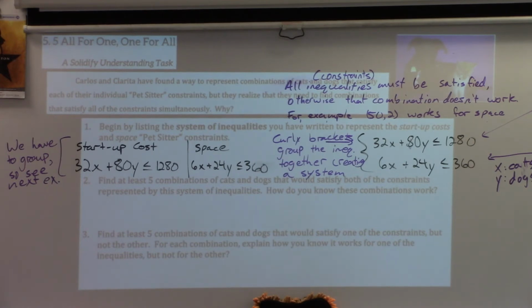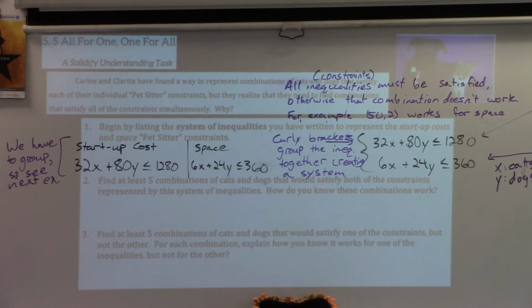So, number 2, find at least 5 combinations of cats and dogs that would satisfy both of the constraints represented by this system of inequalities. How do you know these combinations work? Let's just start there. If you finish with 2, move on to 3, and I'll try to explain it there. But what I want to point out is use your resources. You can look back at 5.2 and find lots of different combinations. Your job is to find 5 combinations that would satisfy both of the constraints at the same time. Any questions about that?